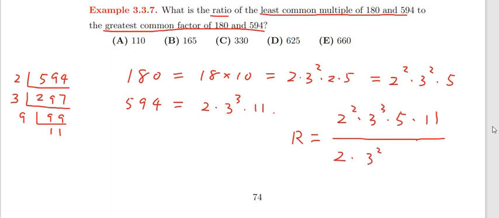Okay, so we can do a little bit of calculation. So this becomes 2 times 3 times 5 times 11, right? So 2 times 5 is 10, 10 times 33 equals 330.